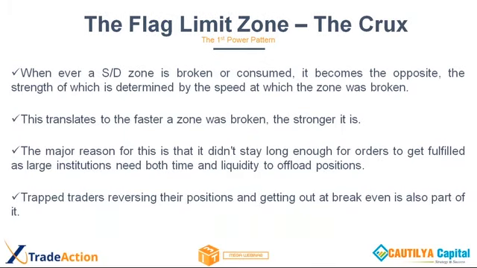So what is the crux of the story? Whenever a supply demand zone is broken or consumed, it becomes the opposite. The strength of which is determined by the speed at which the zone is broken. Yes, SD zone, SR zone, everything is the same. There is no difference. There is one small difference. SR line is a line, whereas a zone is not a single line, it is an area.